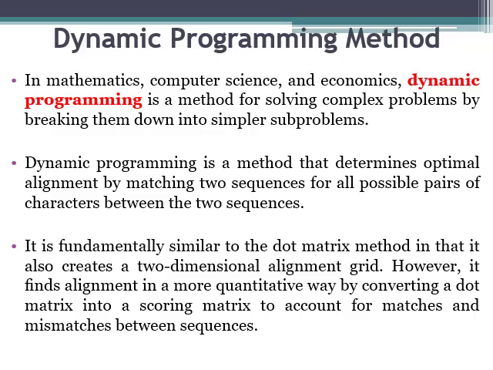So dynamic programming is a method that determines optimal alignment by matching two sequences for all possible pairs of characters between the two sequences. So it performs rigorous mathematical calculations and it gives us the optimal or accurate solution for the sequence alignment of two sequences. It is fundamentally similar to the dot matrix method, but the dot matrix method was a qualitative method where we simply put the dot. In case of the dynamic programming method, it is a quantitative method where we actually provide the score for a match or a mismatch.